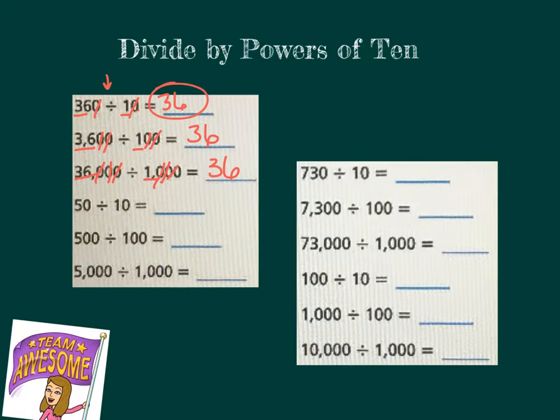If I did the opposite operation and check my work, if I did 36 times 1,000, it would equal 36,000. So you can always check your work to make sure. If you're like, what? Is that for real?